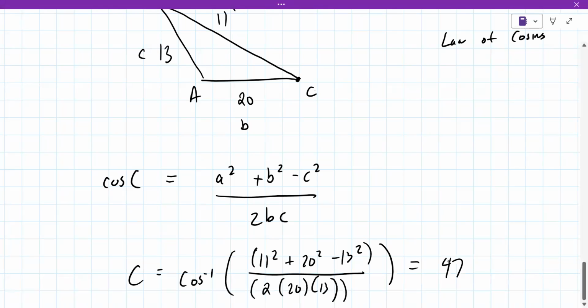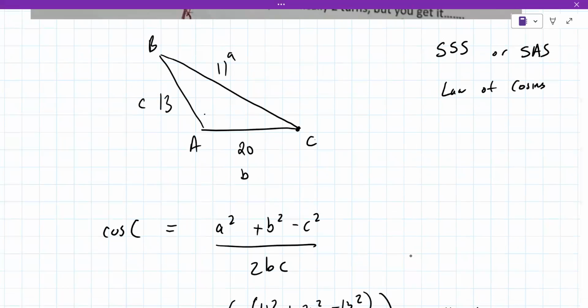Yes, 47.4. Very good. Okay. Now, unfortunately, we have to do something else here. You can either use law of cosines to find the other angle or law of sines. Actually, I put that in the wrong spot. That's that one there. So how do you think you would do it? Would you go back to law of sines, or would you say, okay, I'm going to just use law of cosines again to find, for example, A?